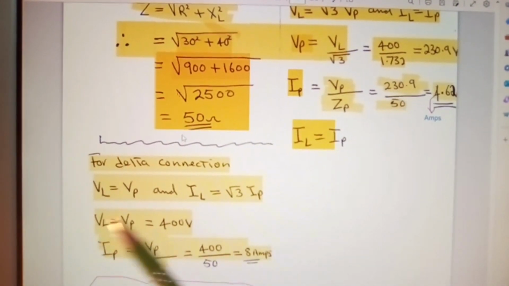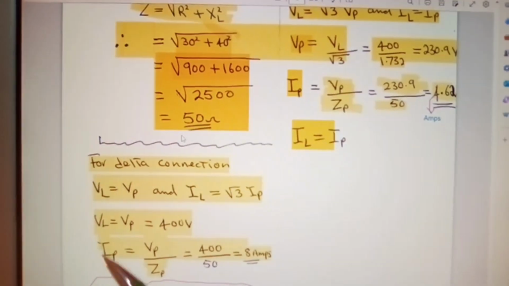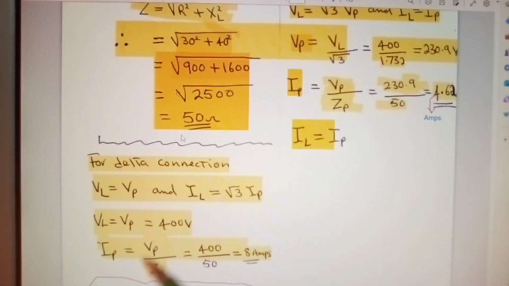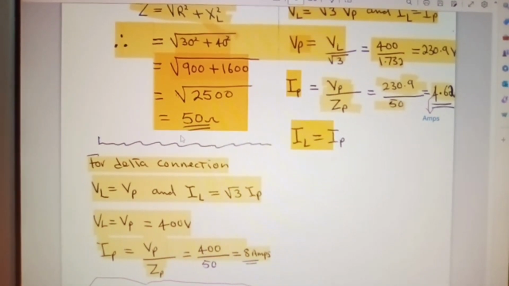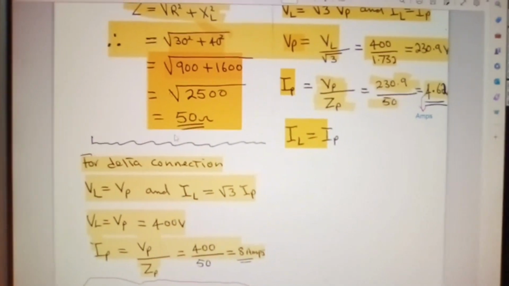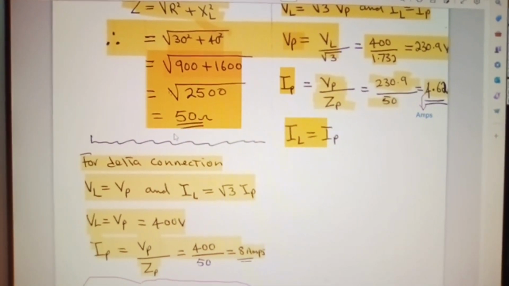For delta connection, again here I've simply transposed accordingly, and we're looking for current phase. 400 over 50 gives us 8 amps, and the current line, etc.